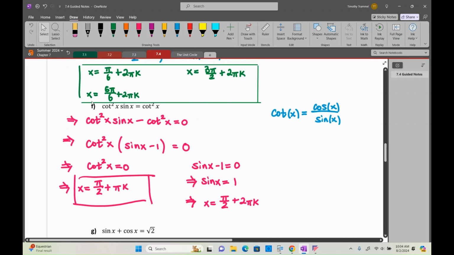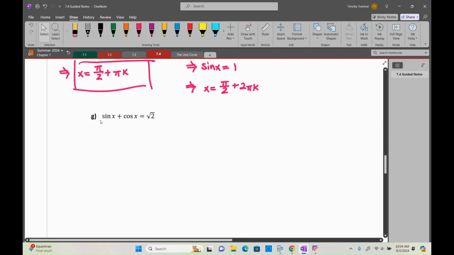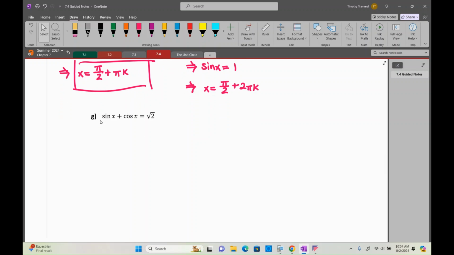Right. So next, let's try out G. You can see here with G that once again, we're not actually going to be able to isolate our trig function. So you can mess around with this a little bit and you'll probably eventually get stuck. And there actually is a trick here.